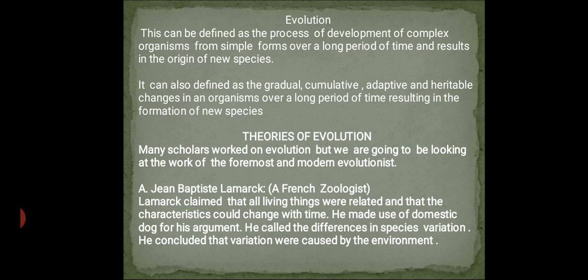What is evolution? Evolution is a branch of biology that deals with the study of the history of life. But evolution can be simply defined as a process of development of complex organisms from simple forms over a long period of time, which results in the origin of new species. The present-day organisms are believed to have evolved from the olden-day organisms.